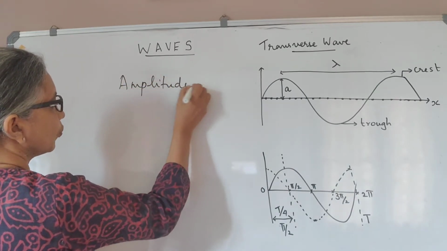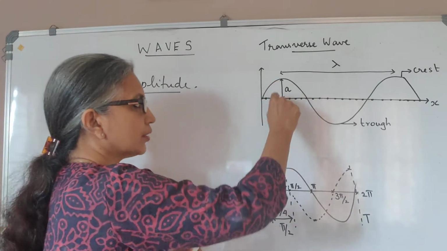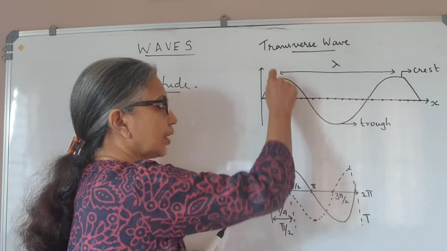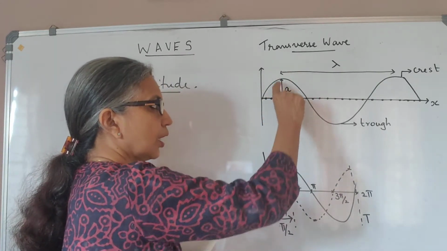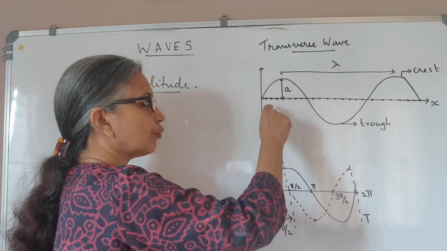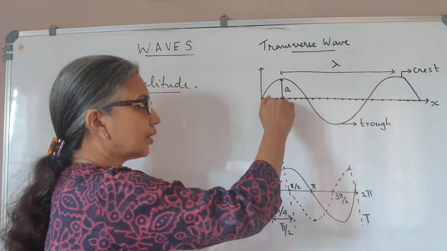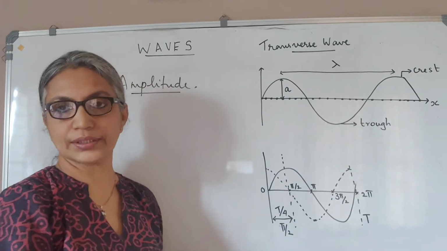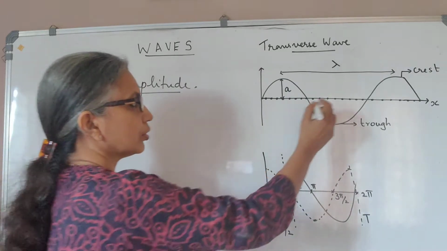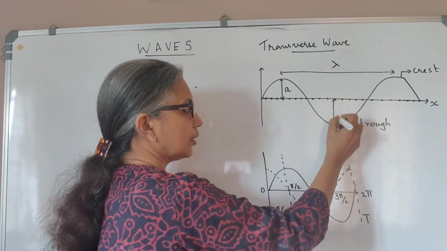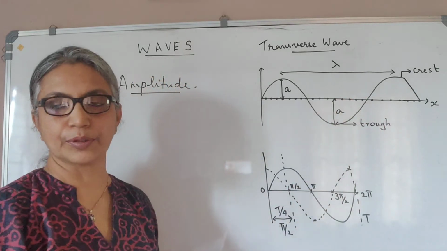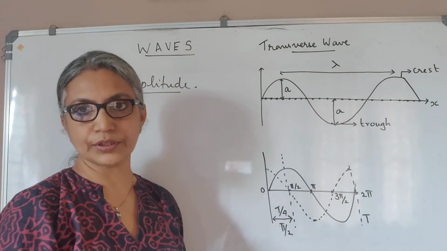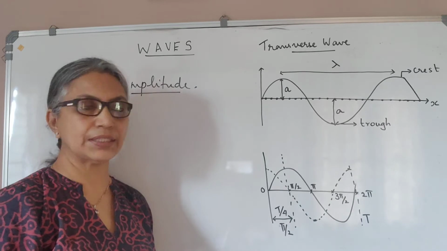The amplitude of a wave is the max. All of these particles are vibrating about their mean position. The maximum displacement of a particle of the medium from their mean position is what you call as amplitude. And so this is also the amplitude. The maximum displacement of a particle from its mean position is called the amplitude, measured in the SI unit meter.